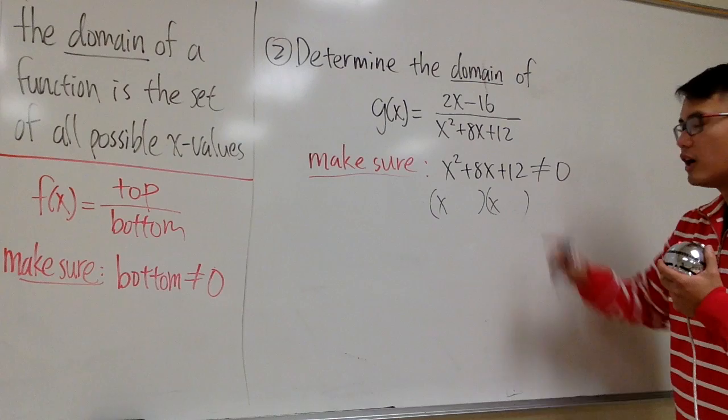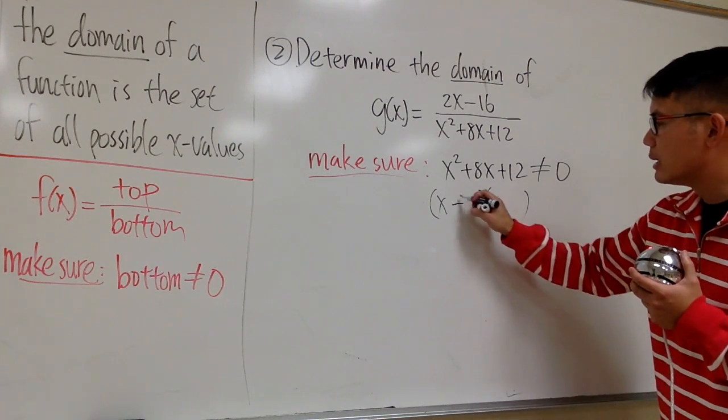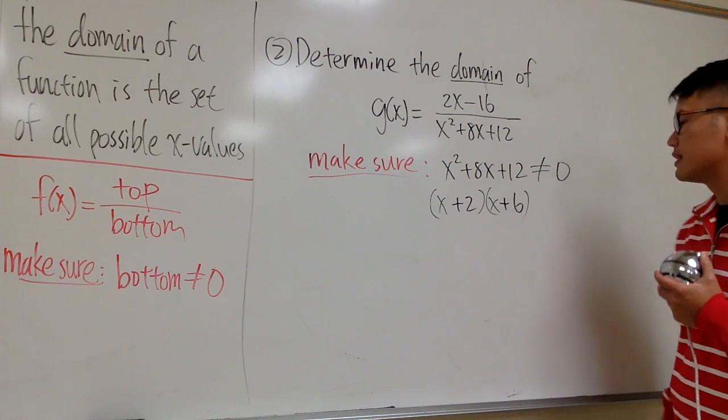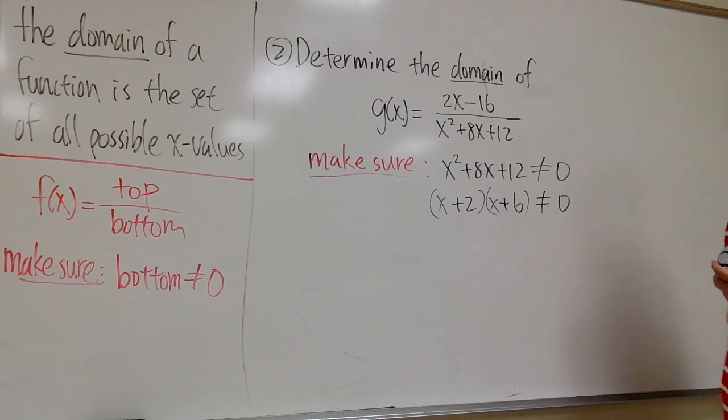What times 12 gives me 12? Together, they add up to positive 8. The answer for that is plus 2, plus 6. Okay? So that's the factoring, and now this is not equal to 0.